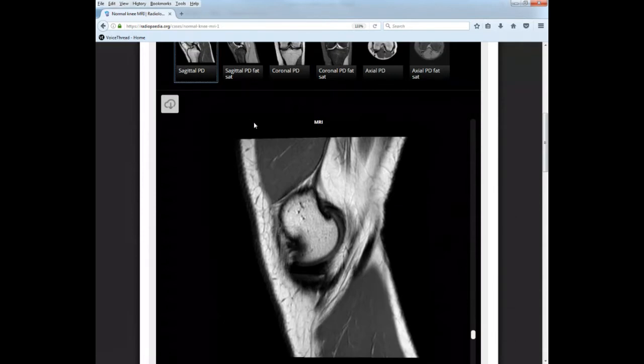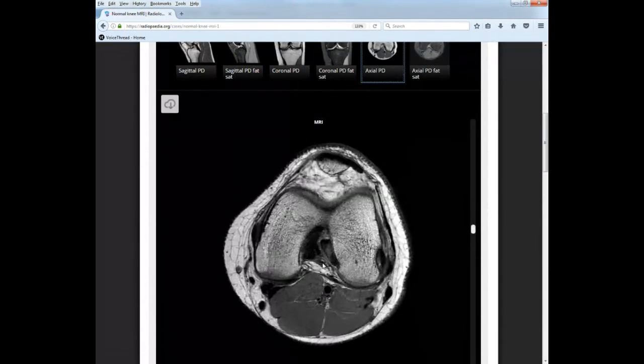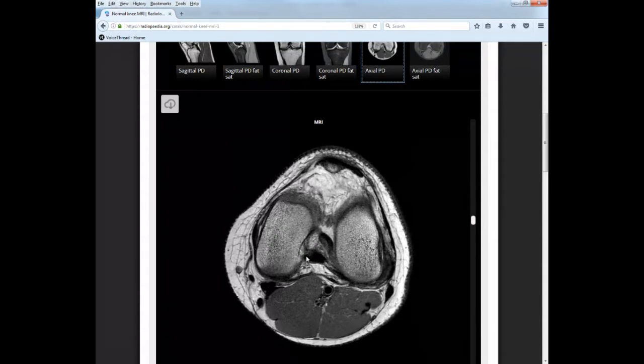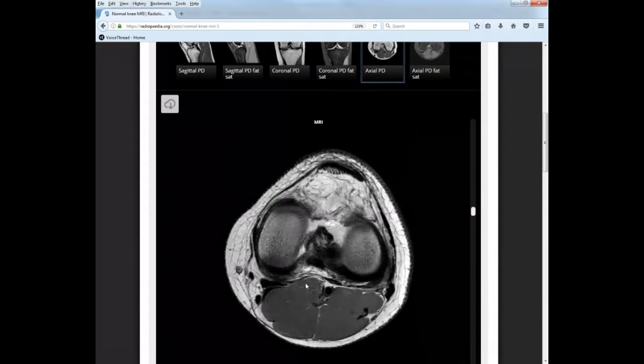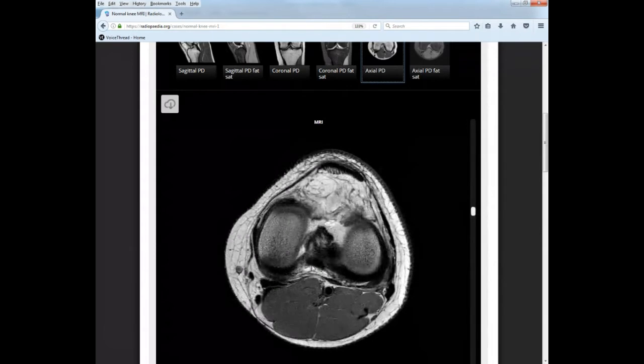So now we want to look at the intracapsular ligaments. Let's go back to the axial. I think axial is the hardest to see. I mean, it's easy to see the intracapsular ligaments, because they're within the capsule of the joint space, okay? Inside the joint capsule, you have the anterior cruciate ligament and then the posterior cruciate ligament, okay?